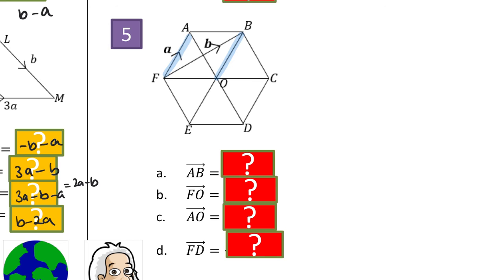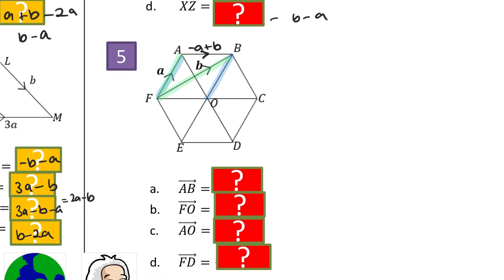Okay. Now, how do I know what AB is? Well, I have to think of another way to get there. So I could get there by doing minus A plus B, okay? That's in this direction. And make sure if you're ever creating vectors, you write the direction, okay? So, AB is minus A plus B. FO, well, again, this is regular, so we do know that this is actually equal to this because they're parallel. So this is the same, minus A plus B.